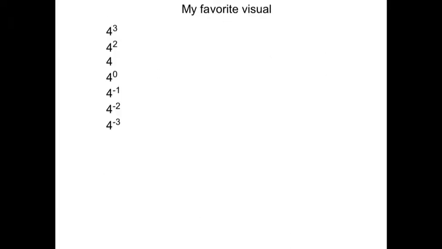So this is my favorite visual because it at least gives me some sort of understanding or clarity on why a negative exponent results in a fraction when the base is a whole number. So 4 to the third is 64, and 4 squared is 16, and 4 to the first, or 4, is 4, and anything to the 0 power is 1. Anything. So 5 to the 0 power is 1, 800 to the 0 power is 1.